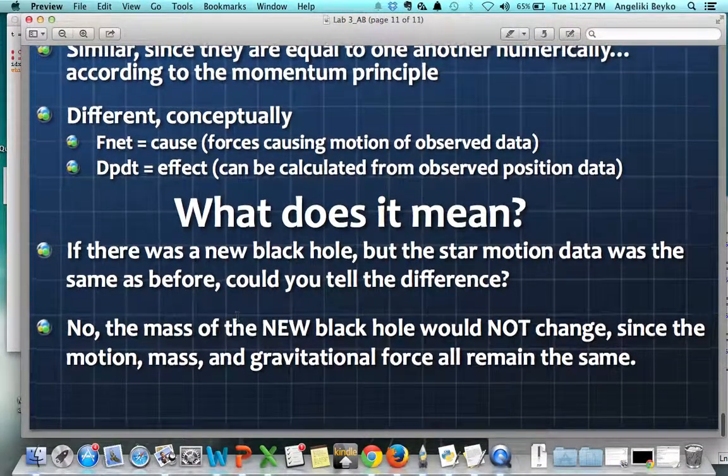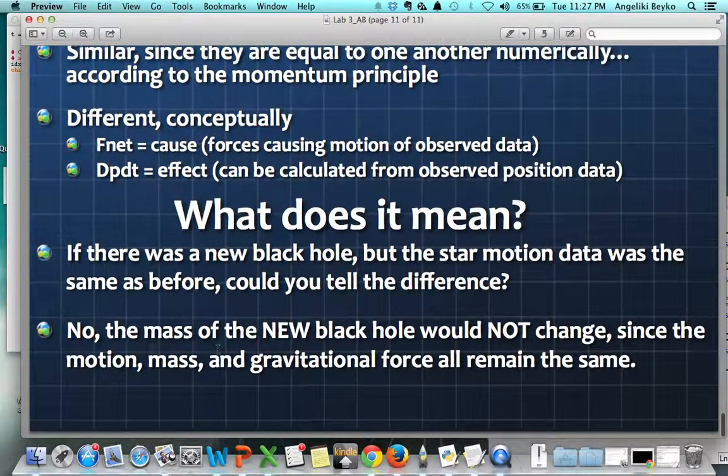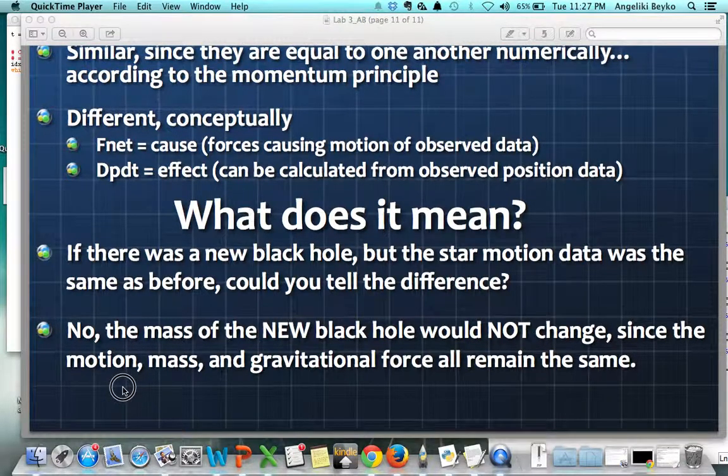So what does it mean? If there was a new black hole but the star motion was the same as before, could you tell the difference? The answer is no. The mass of the new black hole would not change, since the motion, mass, and gravitational force all remain the same. Thank you.